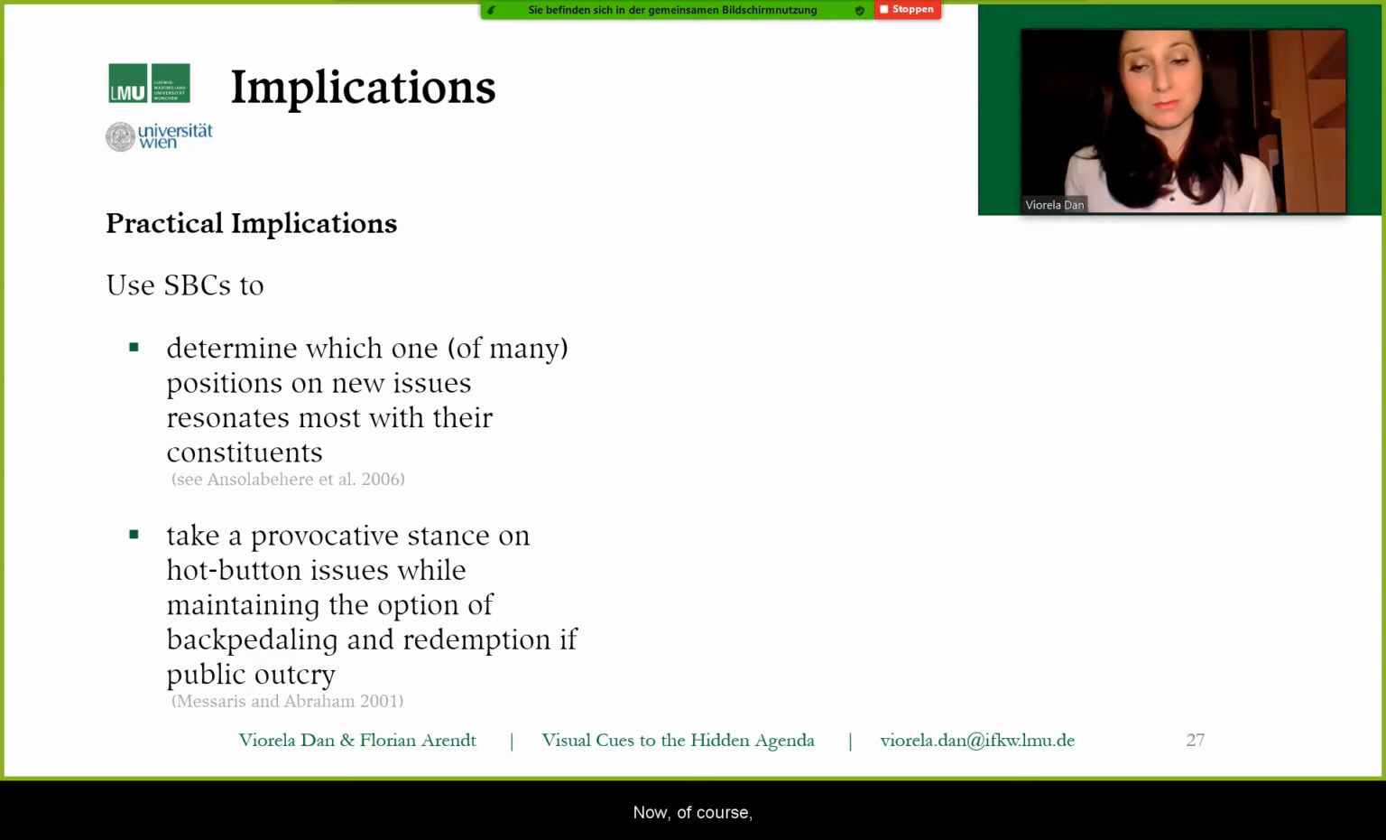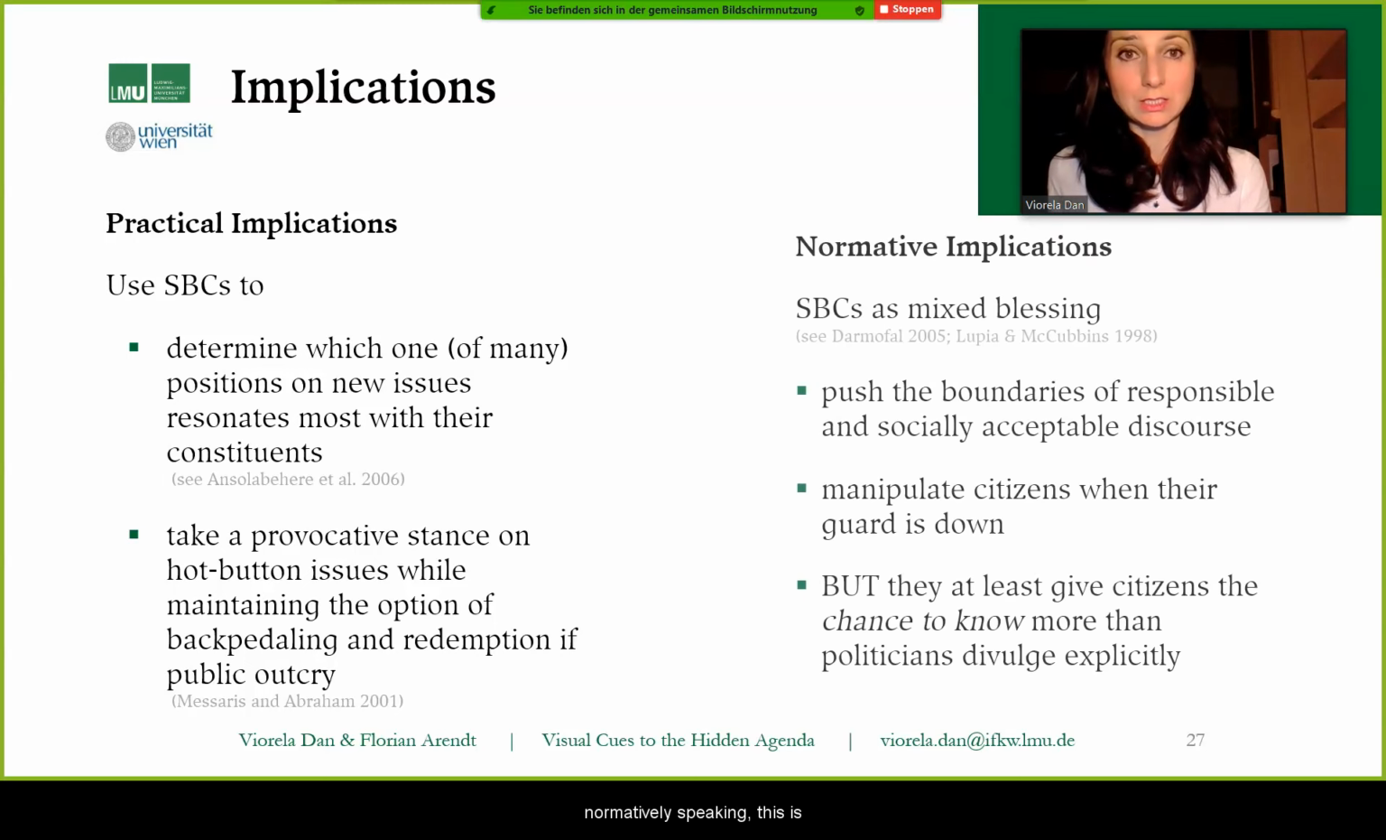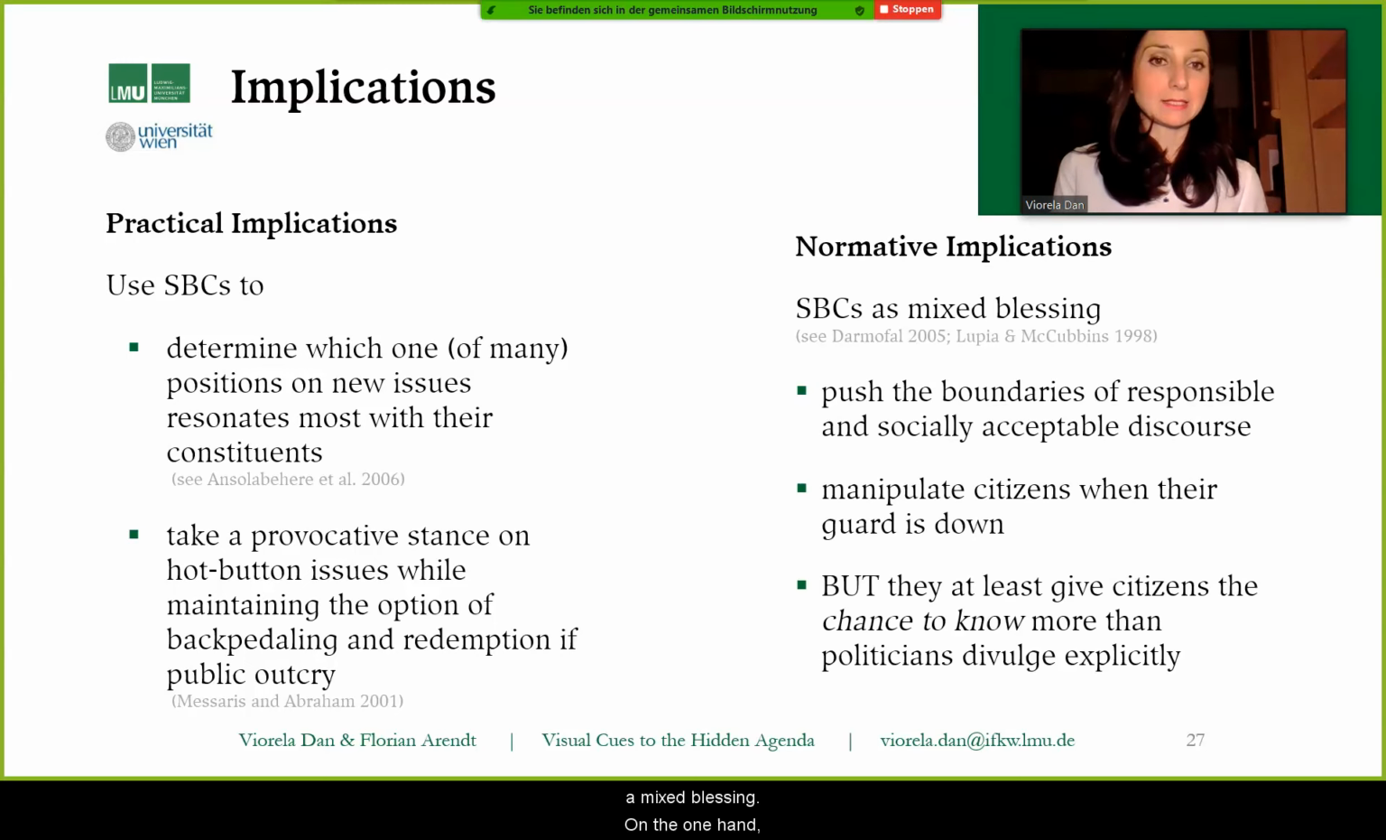Now, of course, normatively speaking, this is a mixed blessing. On the one hand, SBCs push the boundaries of responsible and socially acceptable discourse. So they manipulate citizens when their guard is down. But on the other hand, citizens at least have the chance to know more than politicians divulge explicitly. So a mixed blessing.